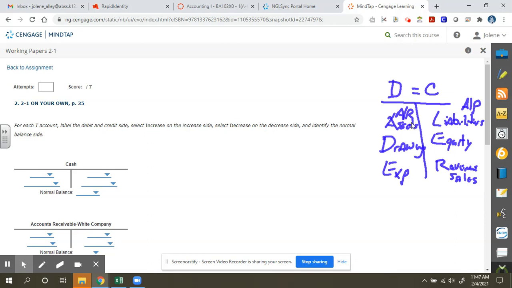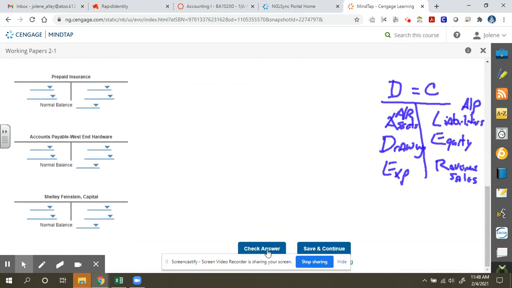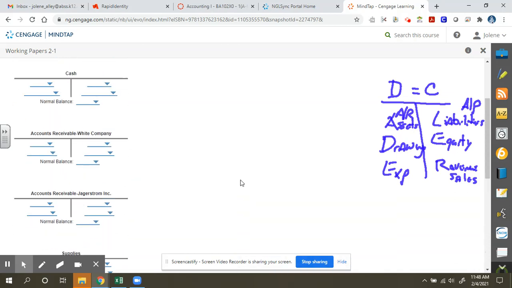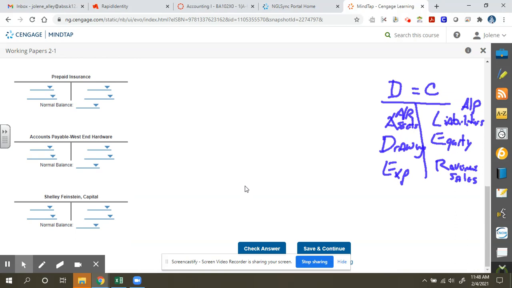And then you've got to figure out what type of account it is. Is it an asset where it's going to increase on the debit side? Is it a liability where it's going to increase on the credit side? Or is it an equity, which is the owner's capital, that's going to increase on the credit side? So you put the increase and decrease where it's supposed to be, and then you put in the normal balance side. When you get to the bottom, check your answers. Okay? Now, do this, practice, practice, practice. It'll make the rest of the semester so much easier once we get this all down.